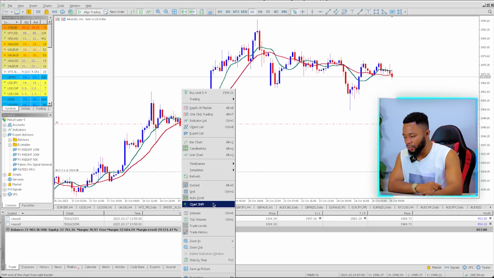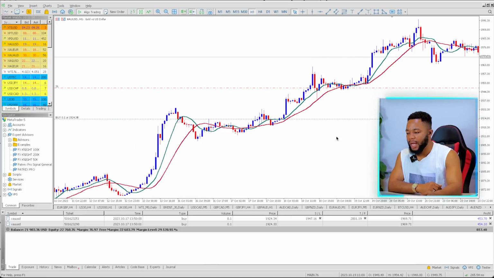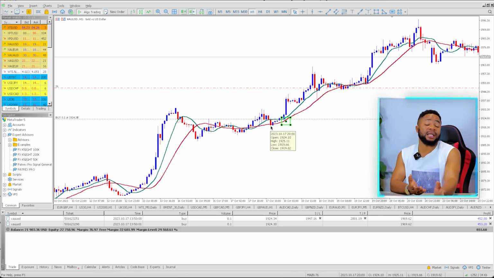Let's go on auto scroll. I got into this trade somewhere here. You can see it's very, very clear. I got into the trade immediately. You can see the market retraced to here, and as soon as I had this moving average crossover, there was a signal for me to buy.